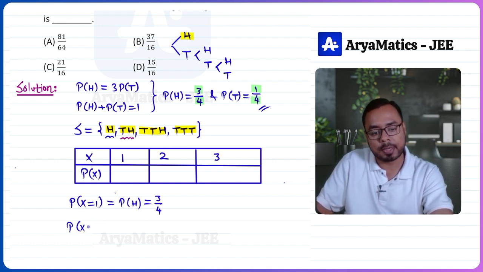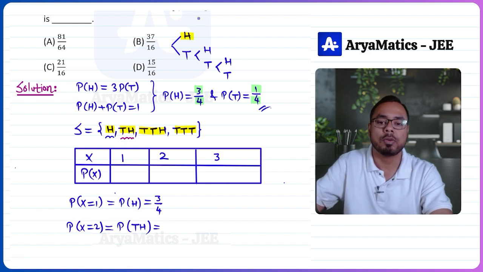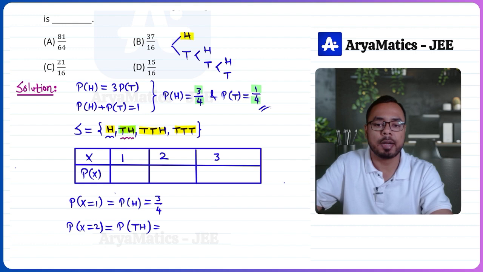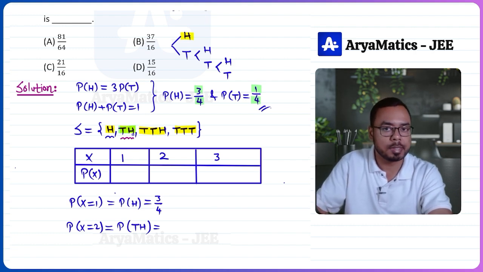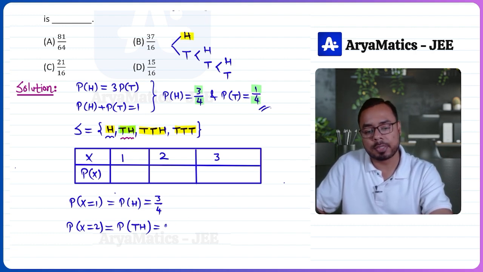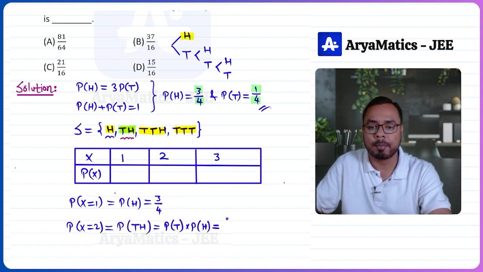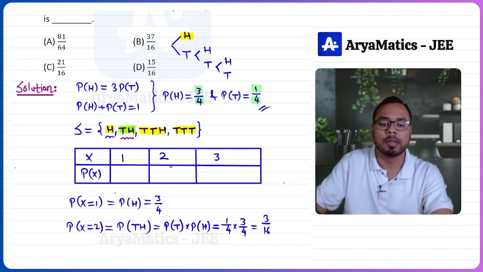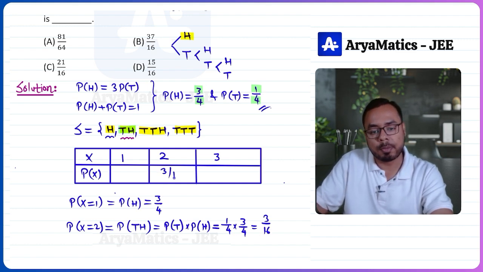Similarly, probability that x is 2 will be the probability of getting tail, head. There will be a second toss only when the first toss has resulted in tail and the second one is head. There will be two tosses. If the first one is tail, the second one is head. And because these are independent events, you can use the multiplication rule. So this will be the probability of getting tail in first, head in second. Tail in first 1 by 4, head in second 3 by 4. So this becomes 3 by 16. So for x equals 2, it is 3 by 16.